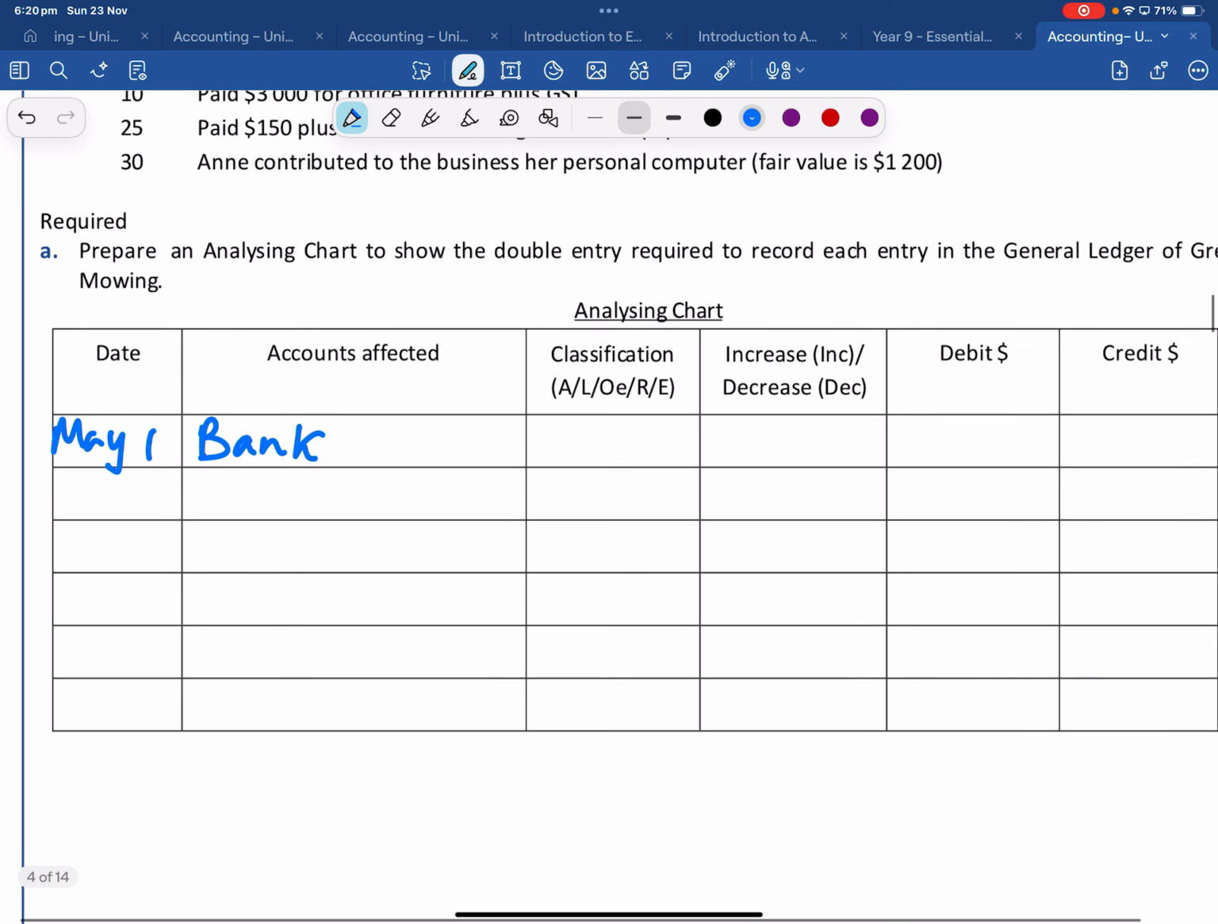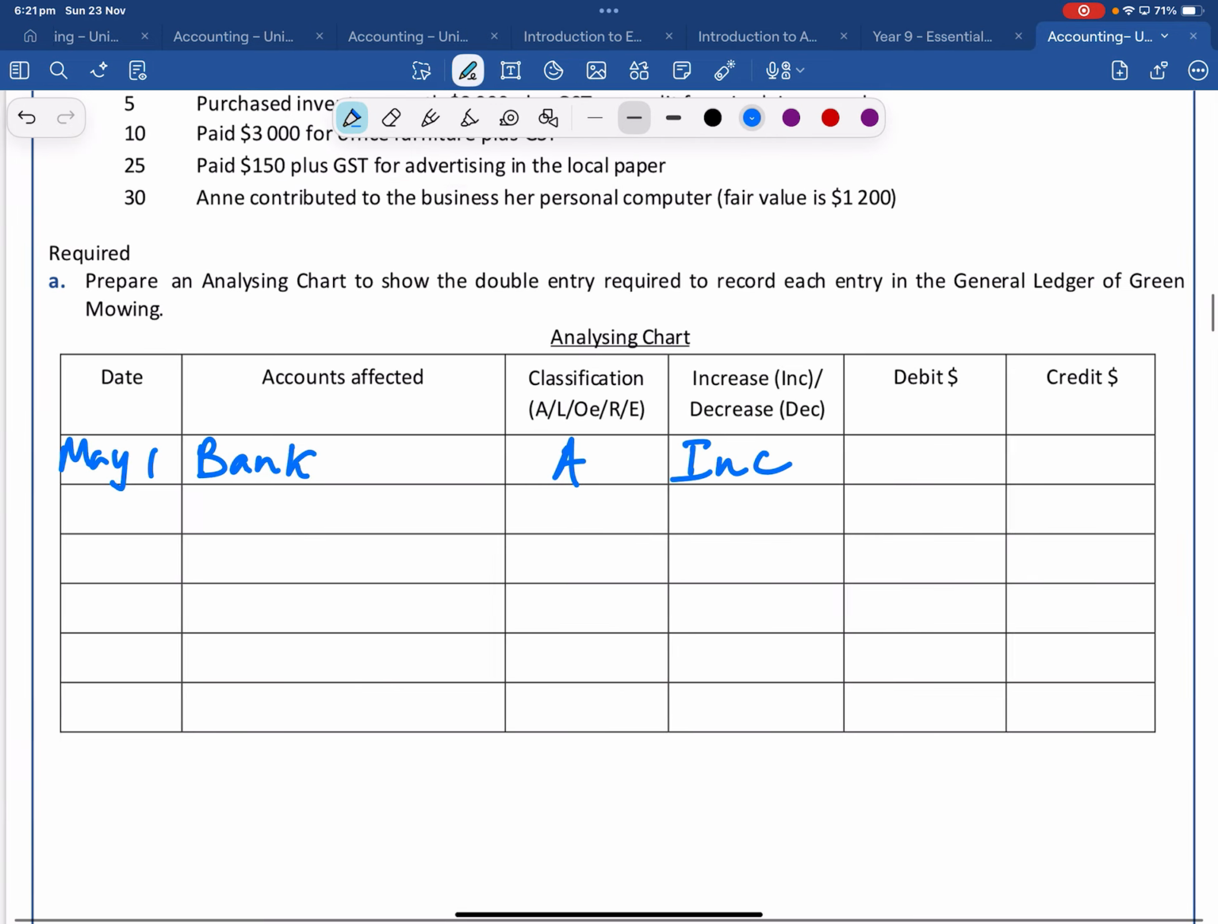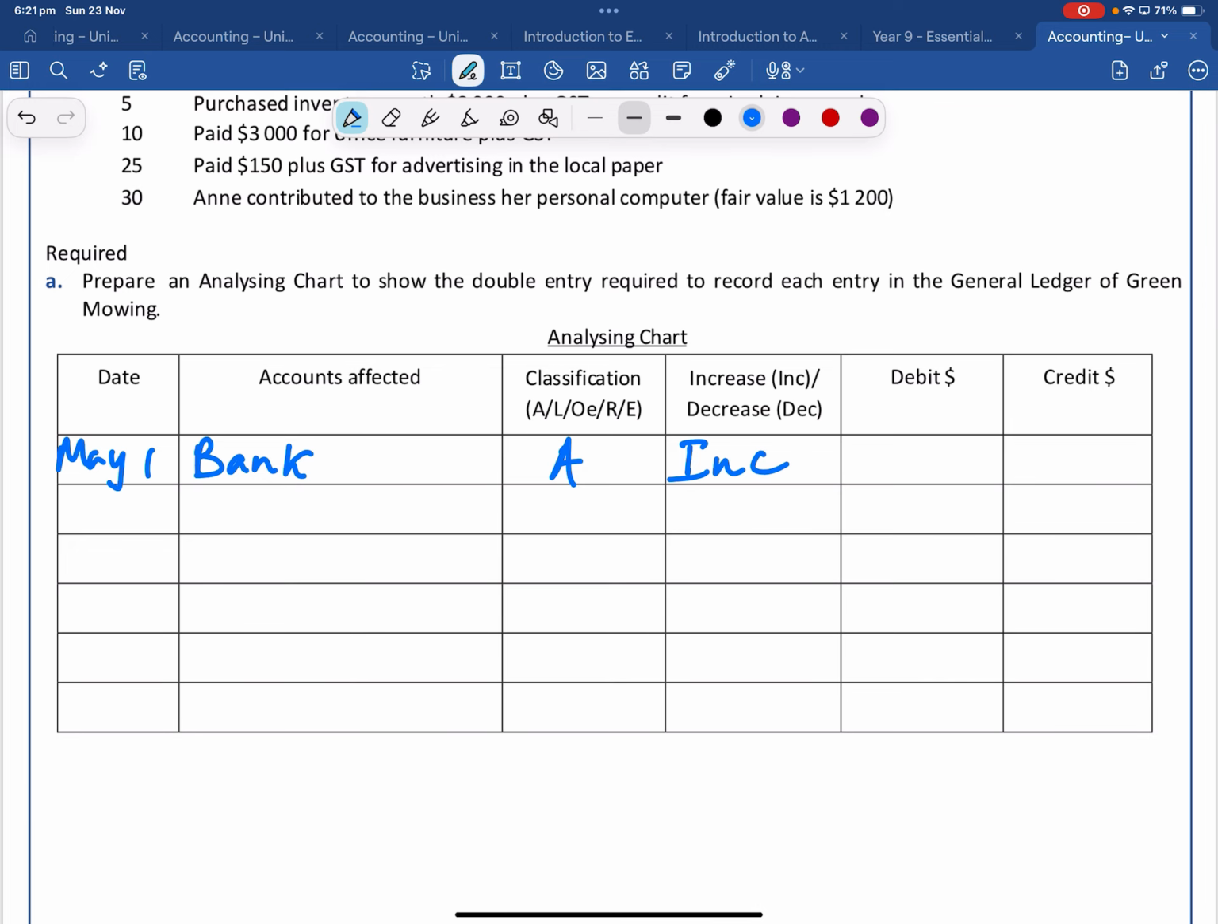Okay, bank. Classification? Asset. Do we write increase or decrease? Increase. We can just write INC. Now we have to use the rule. Debit. Why? Because bank is an asset, and when an asset increases, debit. How much? 40,000. Then shall we go to the ledger account?